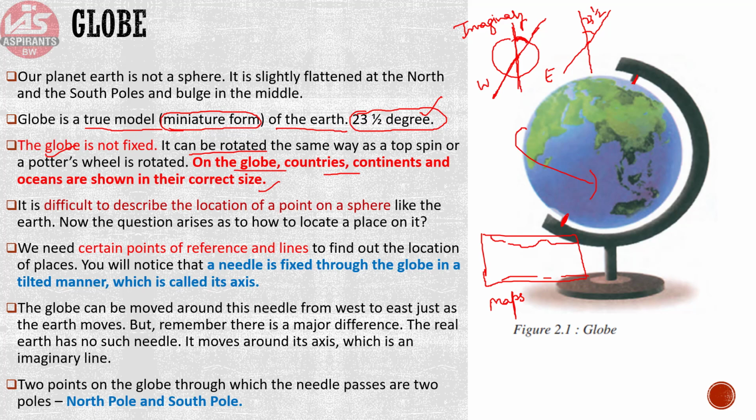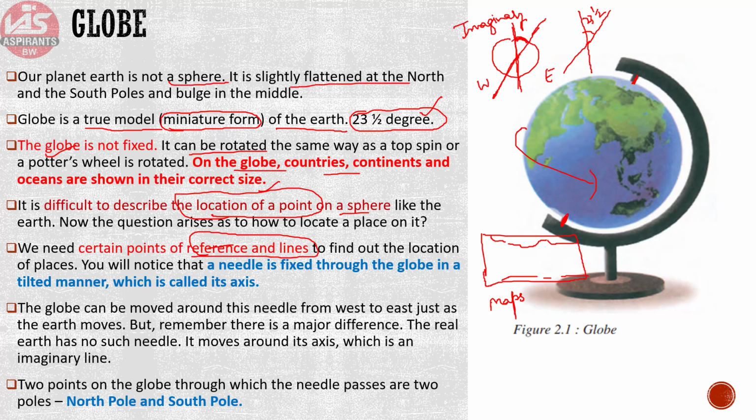Okay, now it will be very difficult to locate a point or a city on such a sphere. So how do we find the location of a city on this globe? For that we need certain reference lines. These reference lines are what we are going to discuss today, and these are known as latitudes and longitudes.